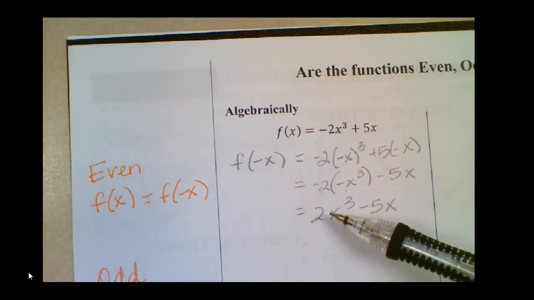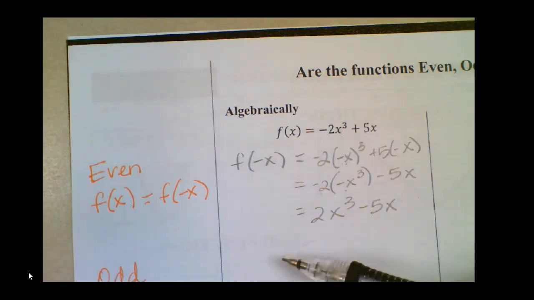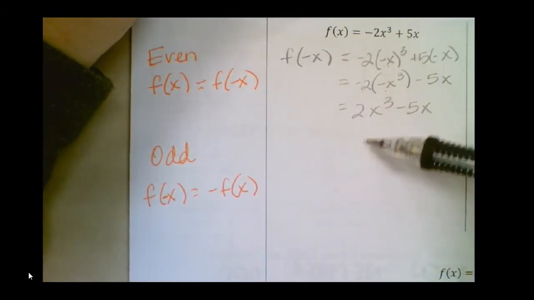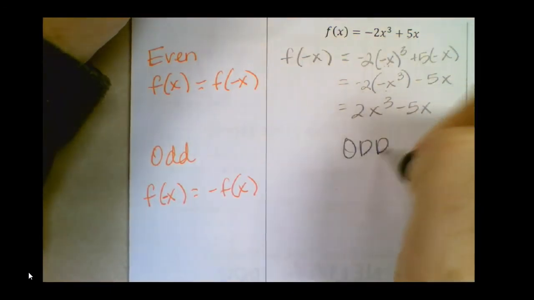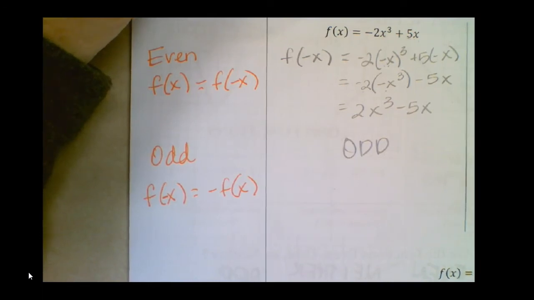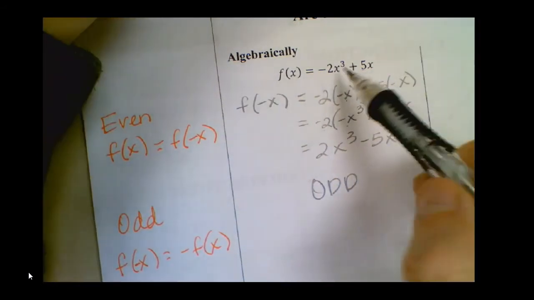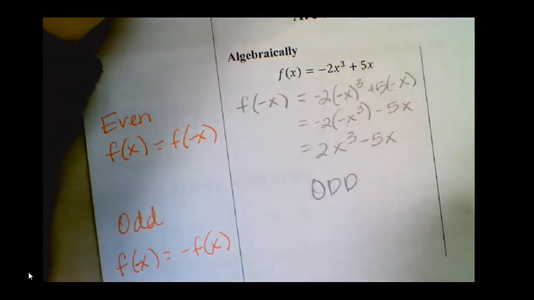So if it's even, I know that my output is going to be the same, which it's not. And if my signs are the opposite of what they started to be in the original function, then I know it's odd. Well, I went from a negative 2x cubed to a positive 2x cubed, and from a positive 5x to a negative 5x. So this is going to be an odd function. Okay. So let's try the next one. And it's kind of a hint if something you have up here is an odd number. Not always, but that you have an odd exponent and another odd exponent that's next to the first.